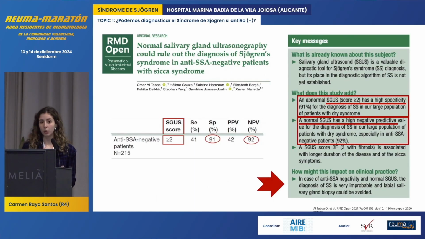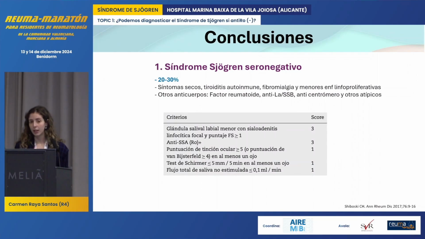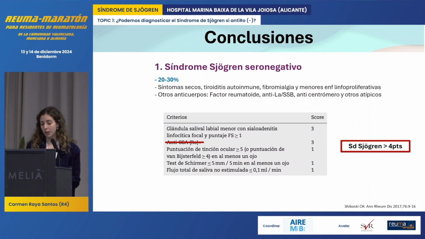Therefore, in a patient with a normal ultrasound and who is anti-RO negative, we could say that the patient does not have Sjögren syndrome. It allows us to say that we can rule out the presence of this condition. This is the usefulness of ultrasound in these patients. Therefore, in conclusion, indeed, if we have a patient who is anti-RO negative, this represents about 20-30% of all such patients. They may present with other antibodies, and we can rely on other criteria to try to classify these patients.